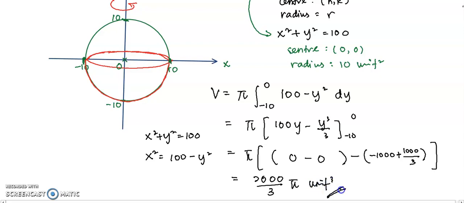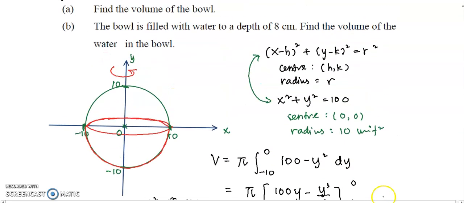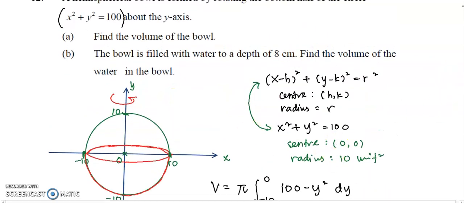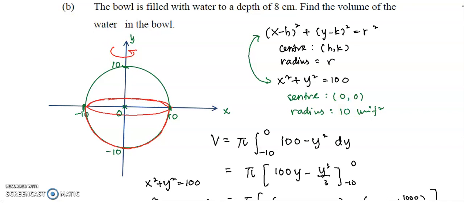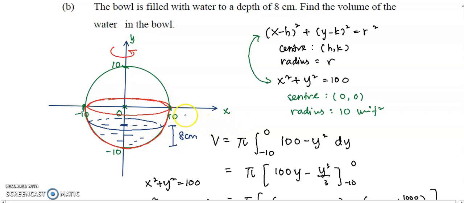unit cube. Now look at question B. The bowl is filled with water to a depth of 8 cm. Find the volume of the water in the bowl. I will use the blue line to represent the water. This is my water. Now I fill the bowl with water until the depth is 8 cm. Just assume the unit used for this question is cm.